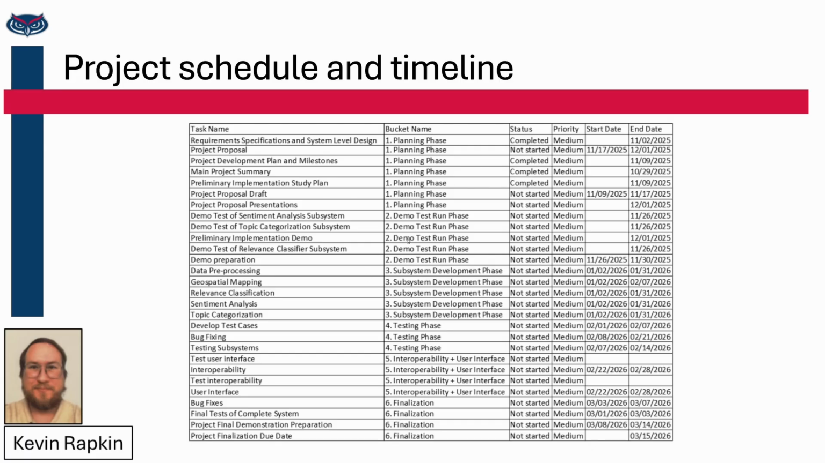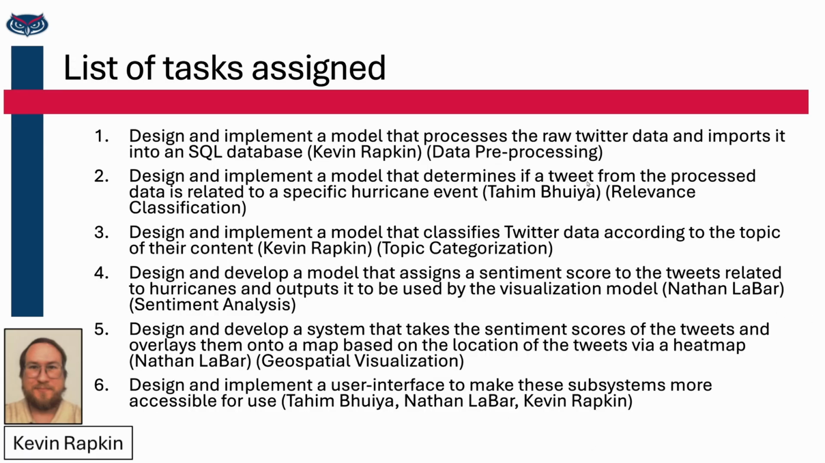And here's all that I just spoke about in an easier to read form. The tasks assigned to us: I, Kevin Rapkin, am going to be doing the data pre-processing and the topic categorization. Tahim is doing the relevance classification subsystem. Nathan is working on the sentiment analysis and geospatial visualization subsystems. And we're all going to be working together to bring these all together and develop a user interface.